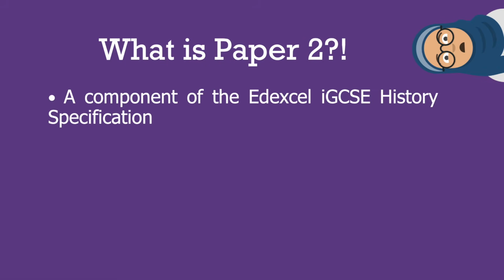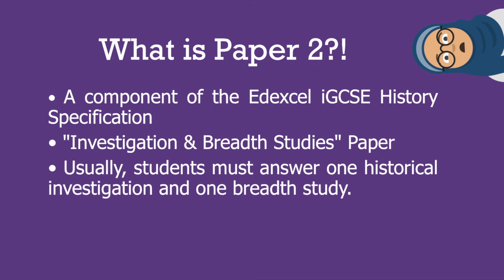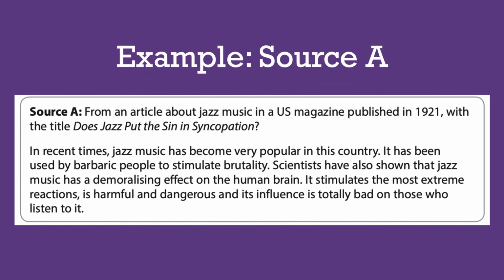First of all, let me just briefly tell you what paper 2 is. It's obviously a component of the Edexcel iGCSE History specification. It's known as the Investigation and Breadth Studies paper, and usually students must answer one historical investigation and one breadth study from this paper, i.e. 2 questions in total, and 2 sources and 1 extract are provided for each question. So over here is an example source A.